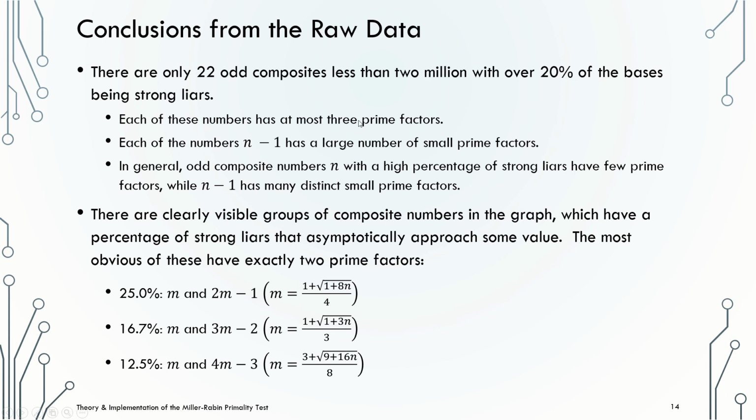However, these observations at the top are more useful, and that is that each of the numbers that have a lot of strong liars have very few prime factors, and that number minus 1 has a lot of small prime factors. So if we can somehow eliminate things that either have very few prime factors or that have a lot of very small prime factors for n-1, if we can eliminate those n's, then we can eliminate a lot of these cases where we get a lot of strong liars for a particular number.